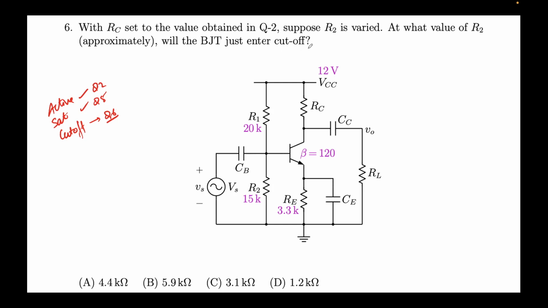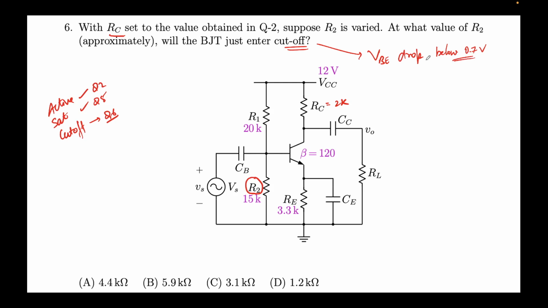It asks that again RC is set as in question 2, which is 2K, and R2 is varied. This is the resistance which we are again varying, so this will not be 15k. We are required to find the value of R2 at which this BJT will just enter the cutoff mode. So how do we define the cutoff? We define the cutoff when VBE drops below 0.7 volts.